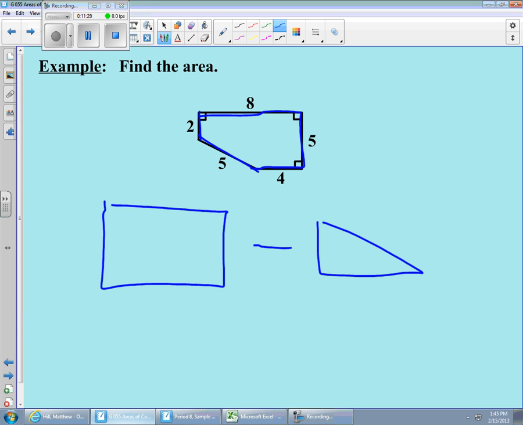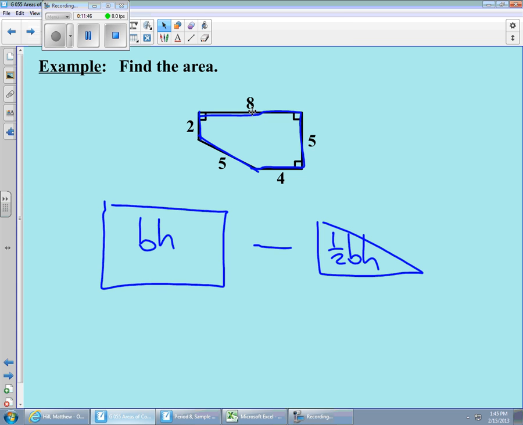All right, now if we have a rectangle, that's fine. Do we have the area of a rectangle? How do you find the area of a rectangle? Yeah, base times height, just the generic formula. How about the triangle? That's right, 1/2 times base times height.